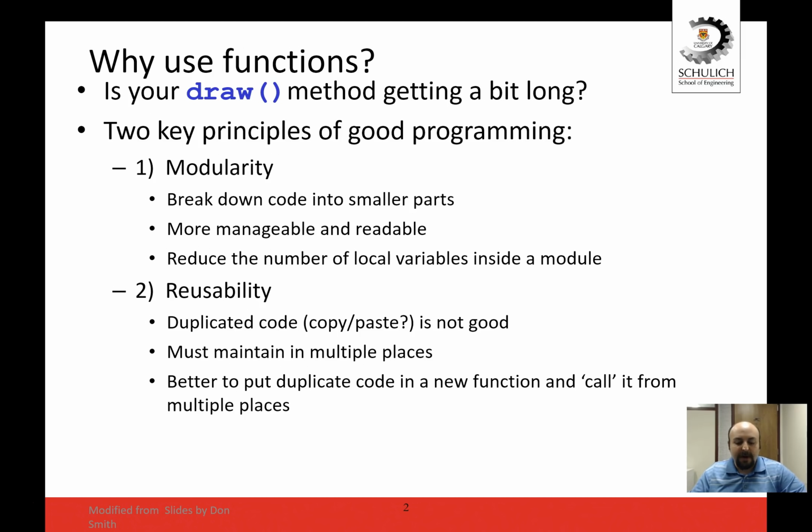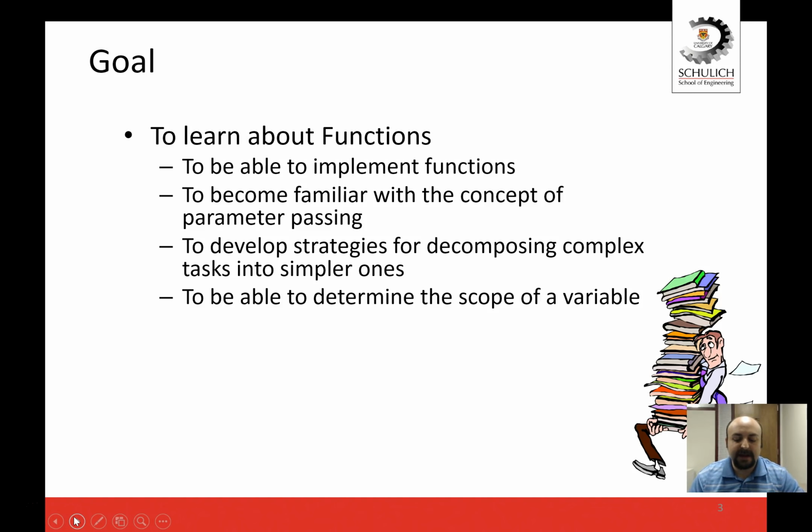Two principles of good programming include modularity, which means you break down your code into smaller parts. It becomes more manageable, more readable, and it reduces the number of local variables that you may need. Also reusability. So if you have a block of code separated, you could reuse that throughout your code. You never want to be in a situation where you have to copy and paste code and you have duplicate code in different places.